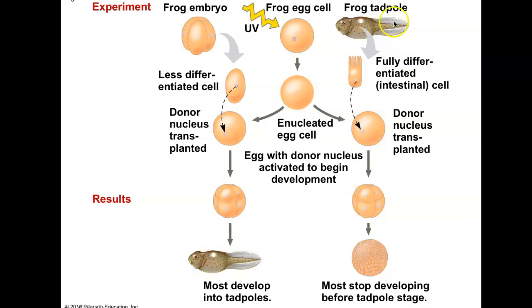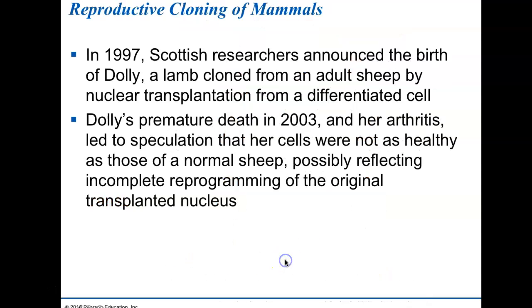Then on this other side, he took a frog that had already developed into a tadpole, cloned the tadpole using one of its cells, and then it didn't develop into another tadpole. So he found that he could only clone embryos. He couldn't clone tadpoles, because as the frog got older, its cells became more and more differentiated, and it was too difficult to actually clone a successful tadpole.